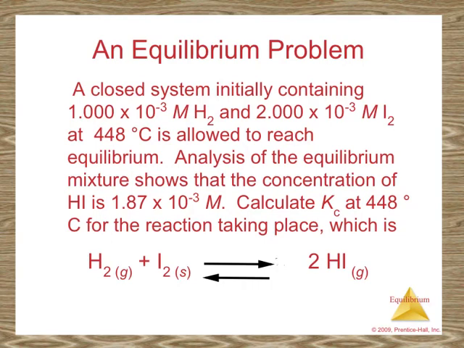Here we'll work out a problem. We have an equilibrium being formed between hydrogen gas and solid iodide, forming hydrogen iodide gas. And we're given initial concentrations of both species that are allowed to come to equilibrium and are asked to calculate the equilibrium constant at a given temperature.